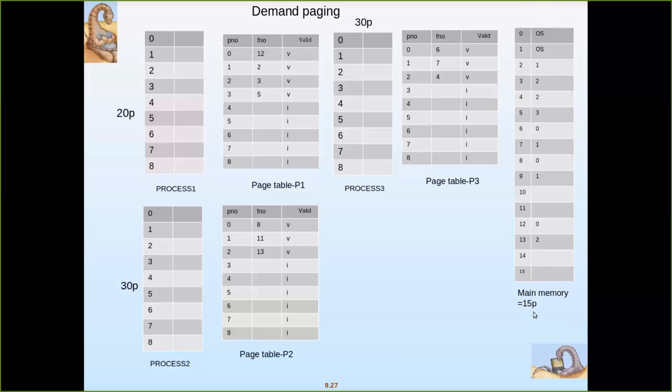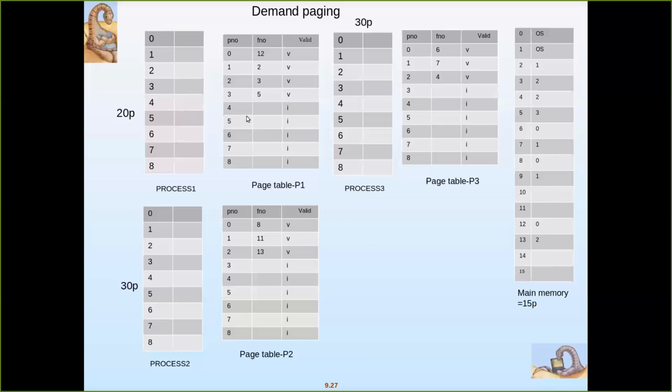Only the remaining 14 pages are left for the user process. Now, still we can run these 3 processes. In 14 pages, we will be able to run the 20-page, 30-page, and this 30-page process, all 3 processes at a time. How? For example, this is the page table. The 0th page of this process is placed in frame 12.